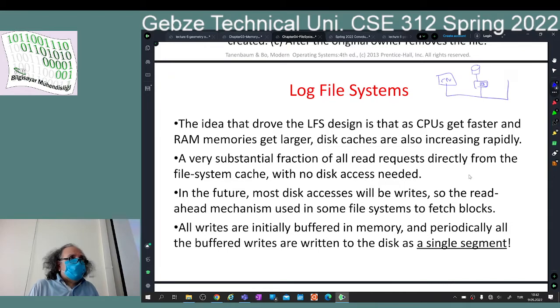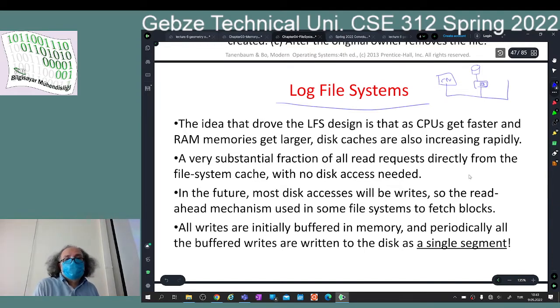That means you are going to fragment all of your files. That means you are going to change your file system structure a lot, but this is going to make your disk access speeds improve a lot. Why? Because you are writing all of your stuff to the disk at the same time without doing any seeks or rotational delays and so on. Those are called log file systems.